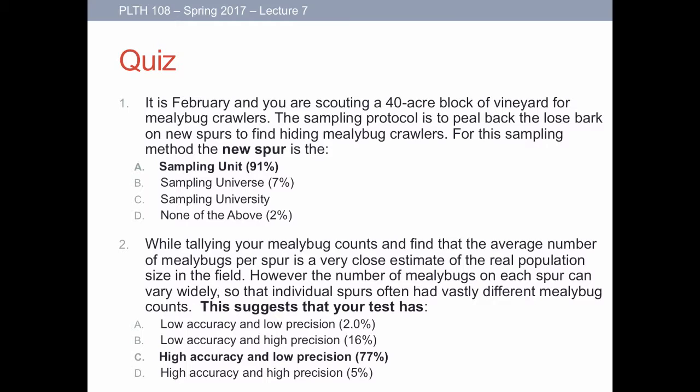So accuracy, in terms of sampling, is our measure of how close we are to the true value, the true population in this case. Whereas precision is our measure of how similar our individual samplings are, right? We'll go over that again in the lecture, but that's the basic differentiation. Because when we took the average, we were close to the true value, it's highly accurate, but because the individual counts were all over the place, they were more spread out, so that would be low precision.